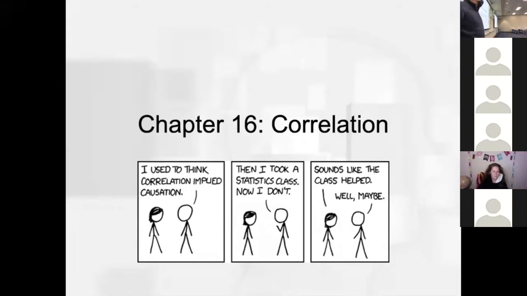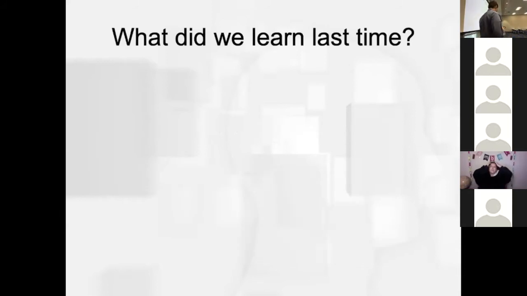Anyways, all right, so today we're going to talk about correlation by the end of class. If you don't already know why this comic is funny, you should be rolling on the floor laughing with how funny it actually is. Excuse me while I, there we go. All right. But before we get started, what did we learn last time?